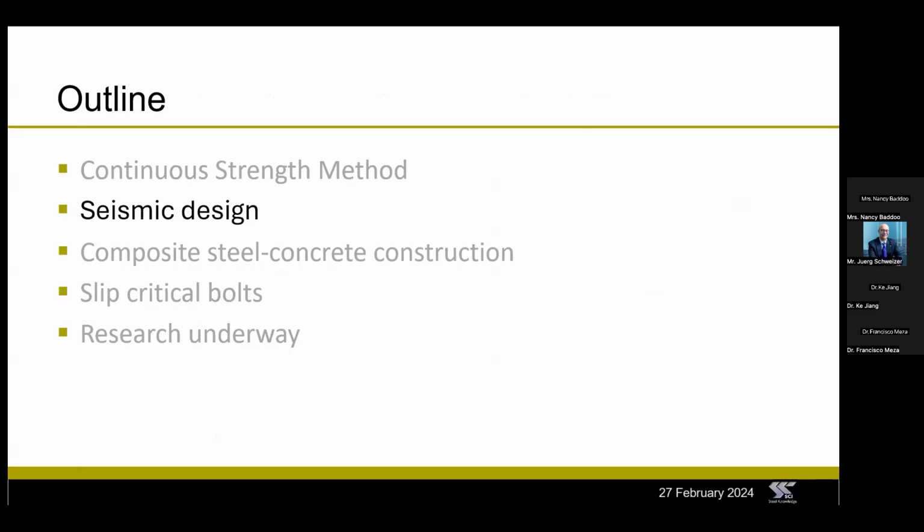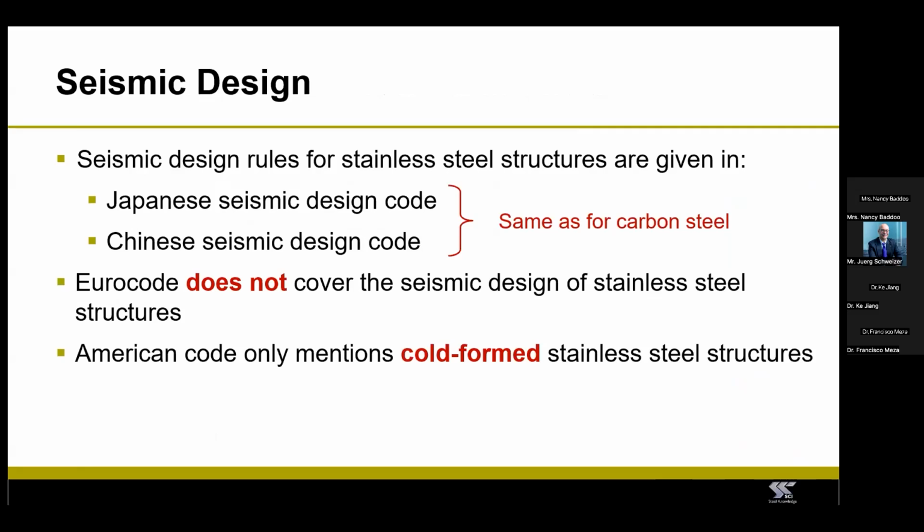Okay, well, now I'm going to tell you about the situation with the seismic design rules for stainless steel structures. At the moment, the seismic design of stainless steel structures is only covered by the Japanese and the Chinese standards. And in these design codes, the rules for stainless steel structures are essentially the same as the ones that are given for carbon steel.